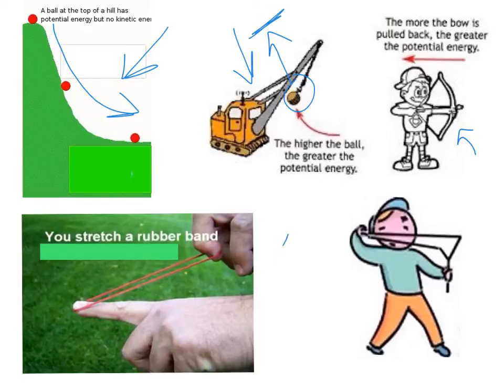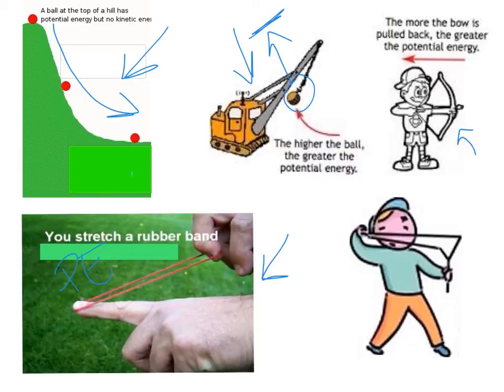Let's look here at this rubber band. Same thing, when you stretch a rubber band, you have potential energy. So the more you stretch it, the more potential energy it has. So chances are that it'll go farther when you actually let it go because it has more potential energy.